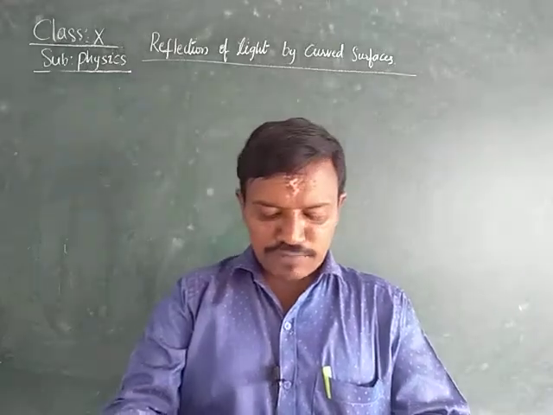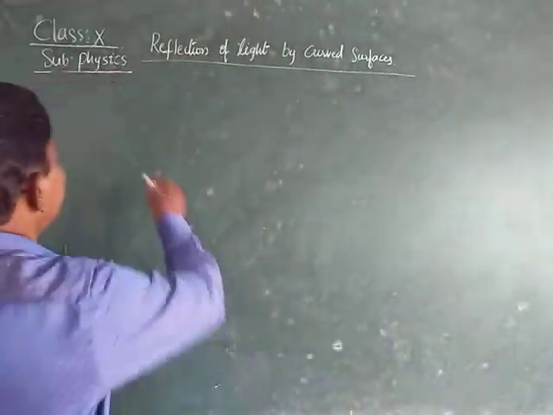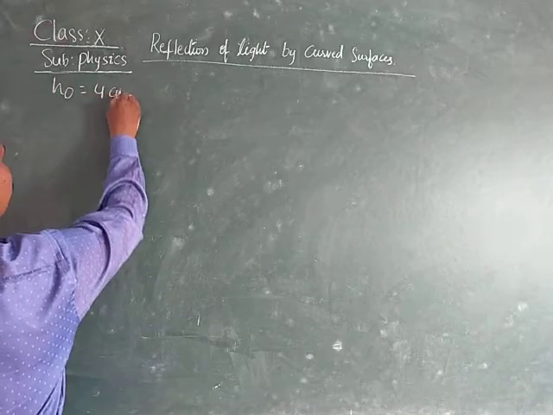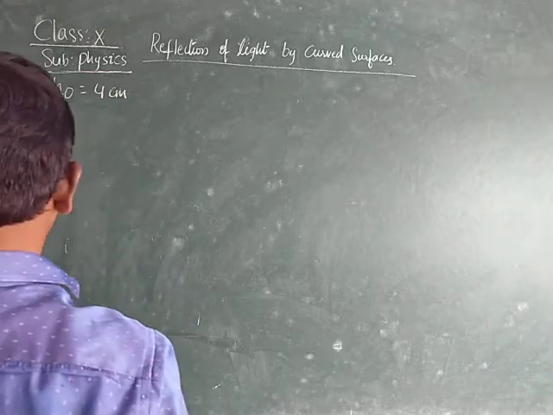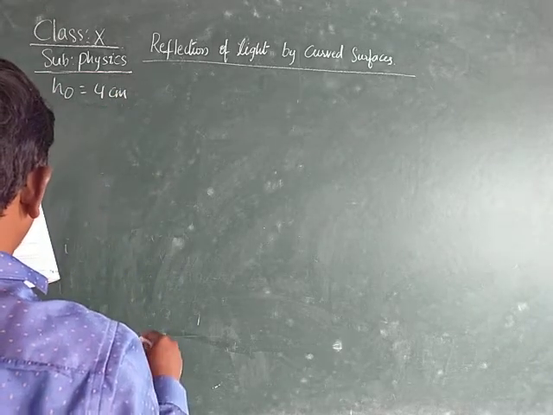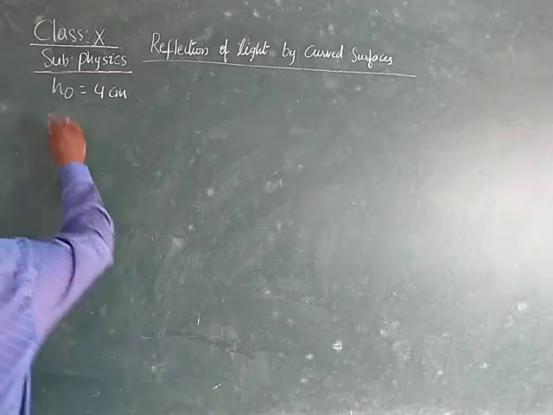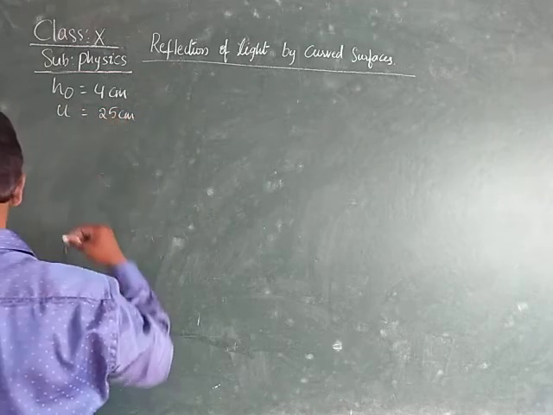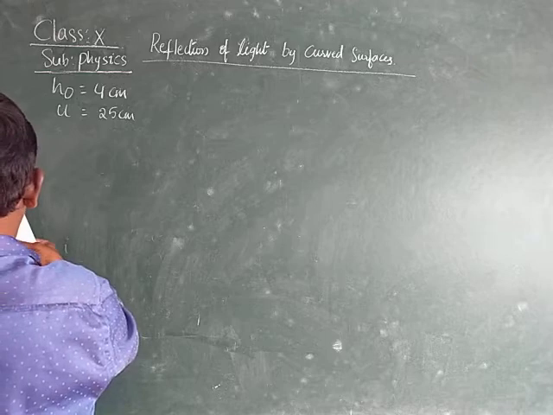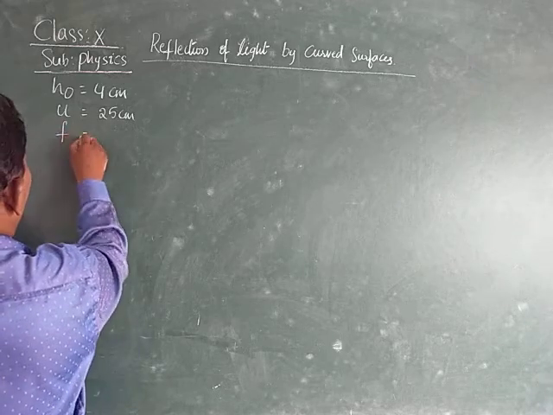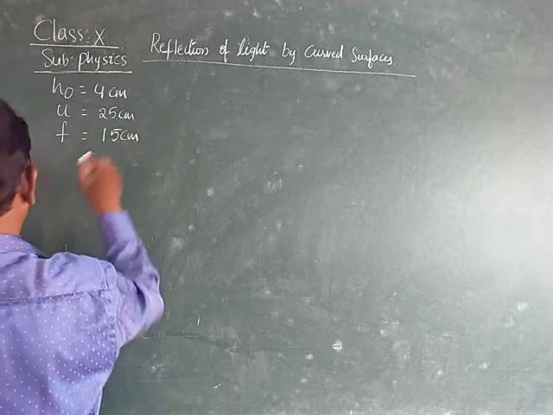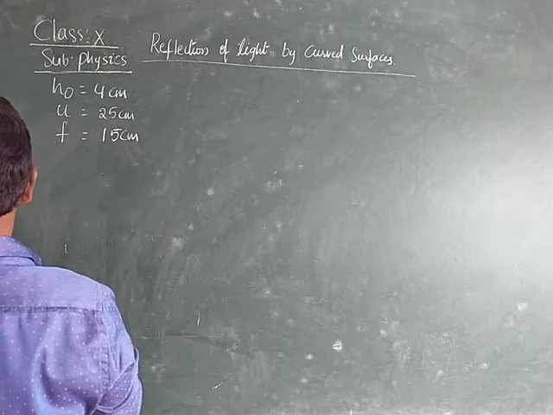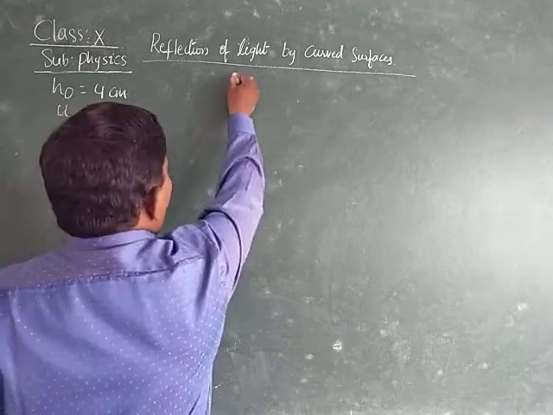Here, an object 4 centimeter in size. He has given the object size. Height of the object is 4 centimeter. Object is placed at 25 centimeter in front of a concave mirror. Object distance is 25 centimeter. Now, of a concave mirror of focal length 15 centimeter. Focal length is 15 centimeter. At what distance from the mirror would a screen be placed? He is asking that.